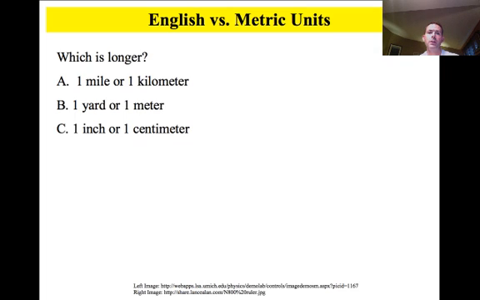Alright, so here's the first thing, comparison. English units, which is what we're used to using, the US uses, and metric units, which is the international system, which most of the world uses. So let's compare them. Which is longer, a mile or a kilometer? Circle which one you think it is. A yard or a meter, or an inch versus a centimeter. Which do you think?